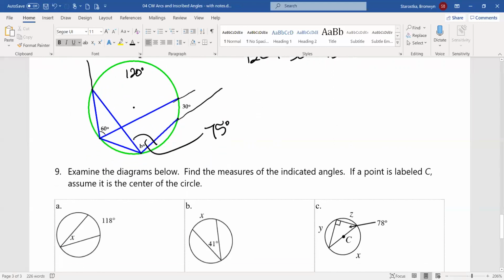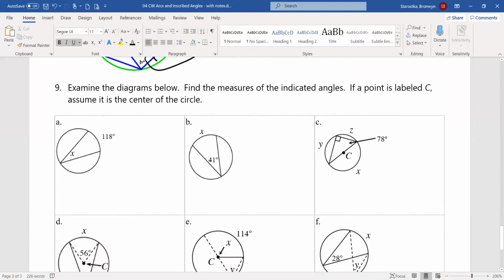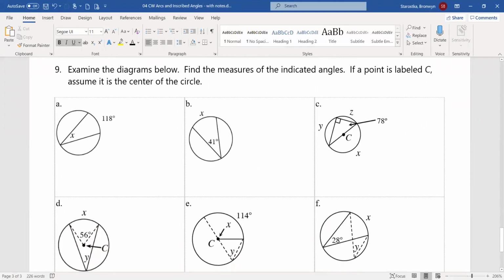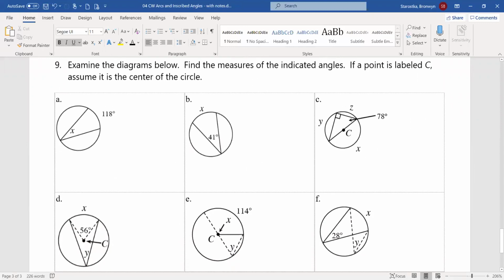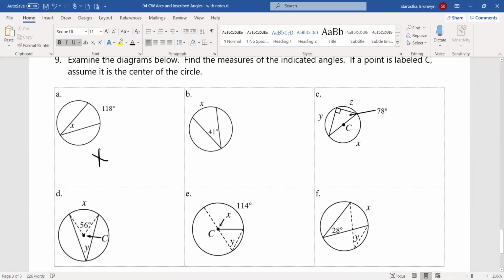Let's examine these diagrams below. These are pretty much your typical examples of inscribed angles. First one should be easy. X has got to be half of 118. So X is 59 degrees.